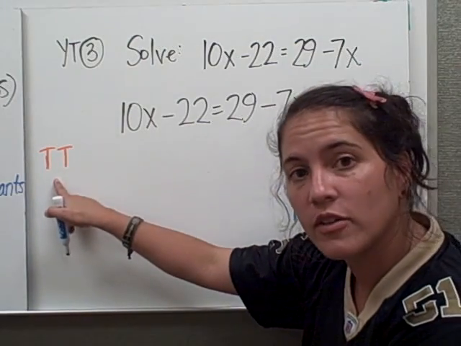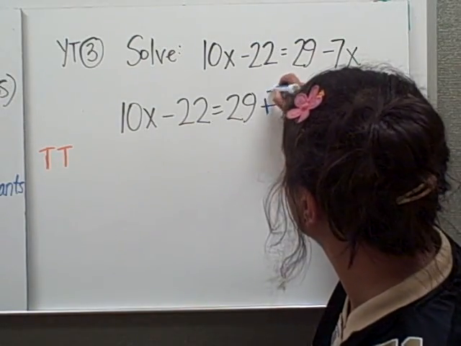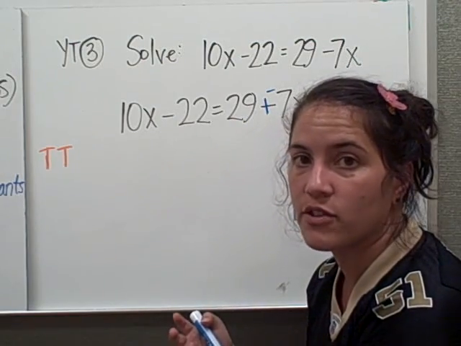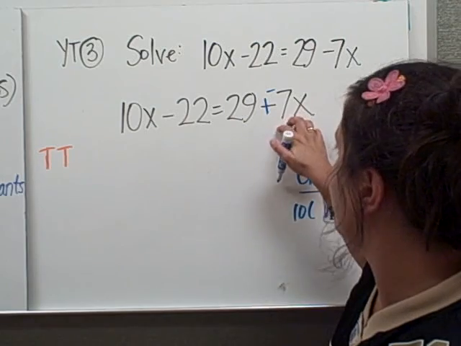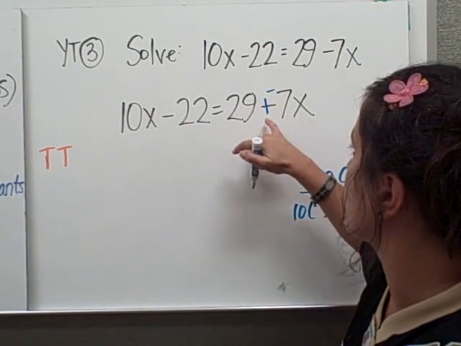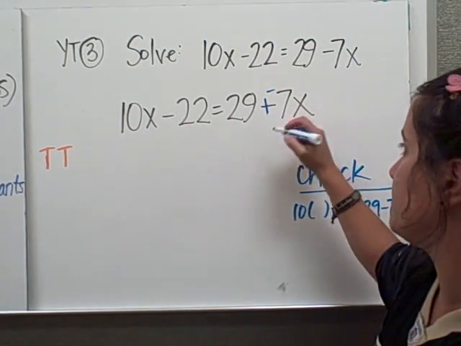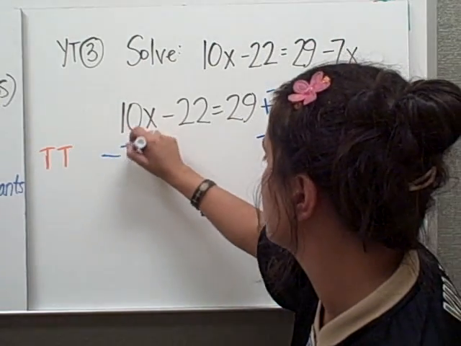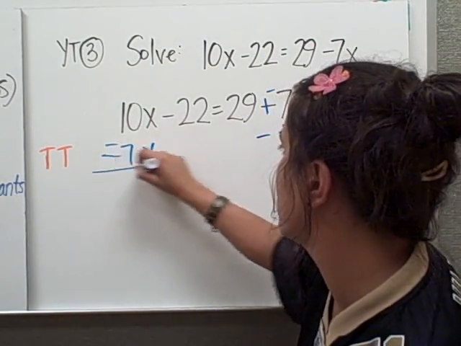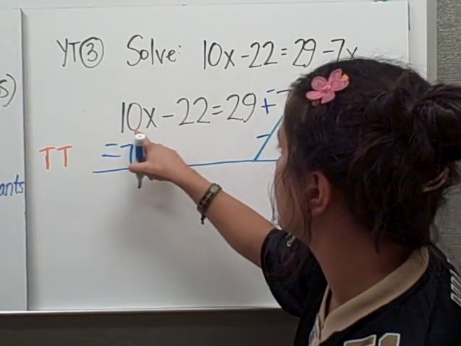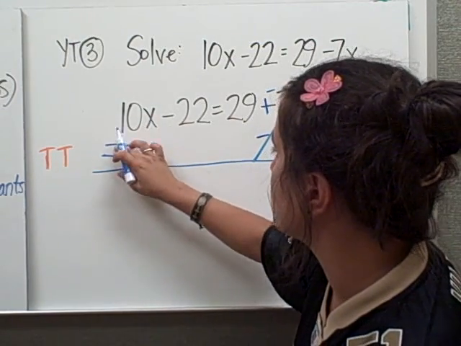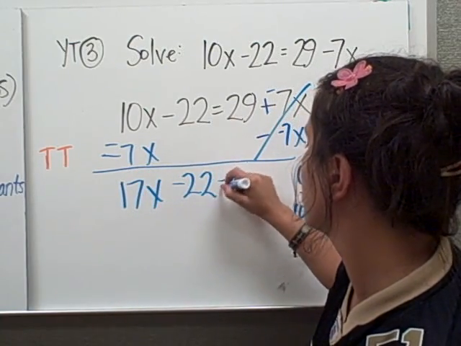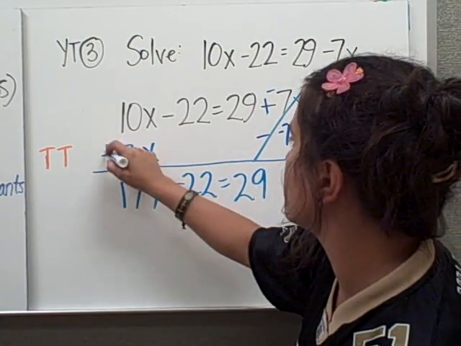So the first thing we're going to do is touch twice right here. And I don't have any distribute, I don't have any combine like terms, so I want to move my variables over here to the left. So I'm going to undo a plus with a minus, minus -7x, and 10 minus -7x is 17x, because I touched that twice.